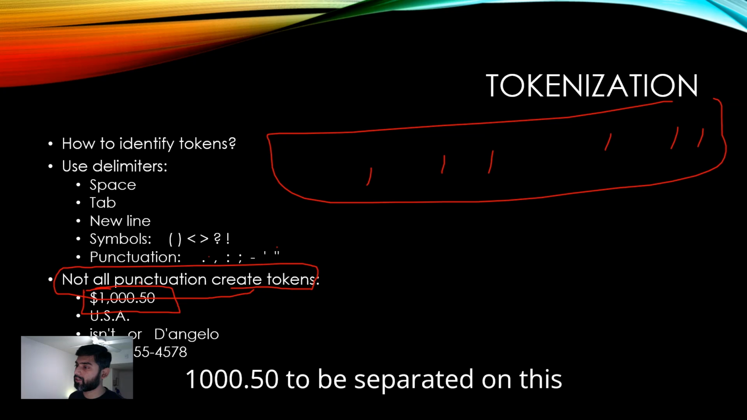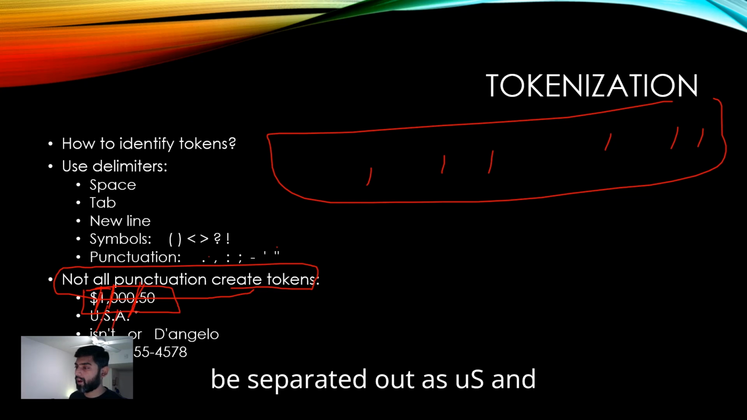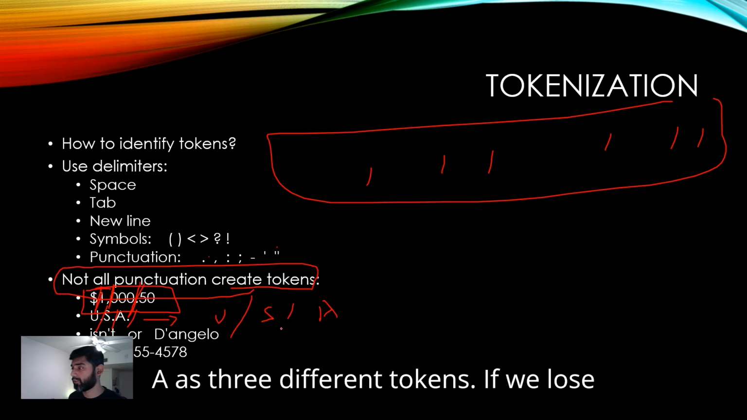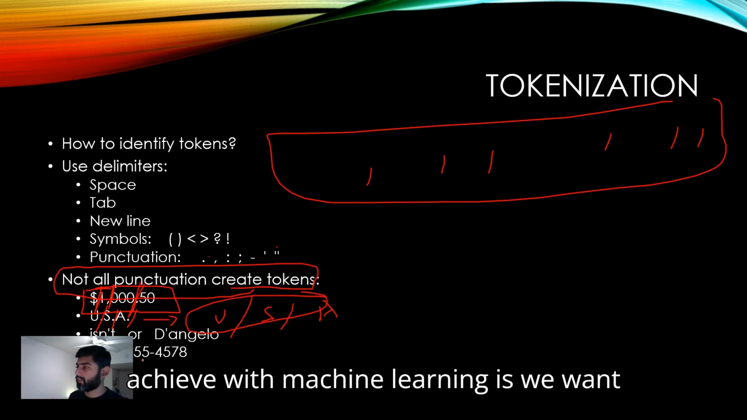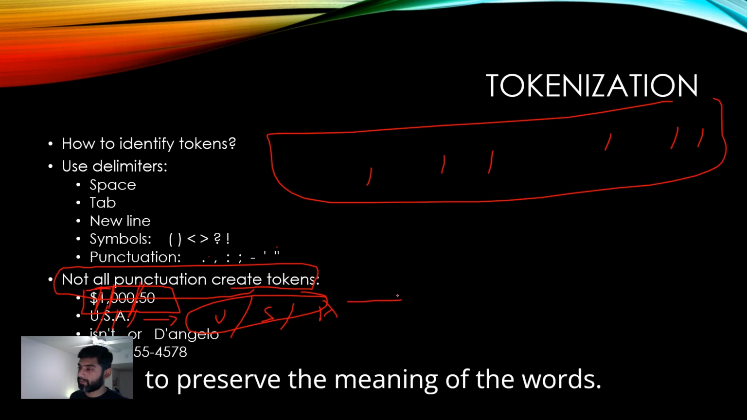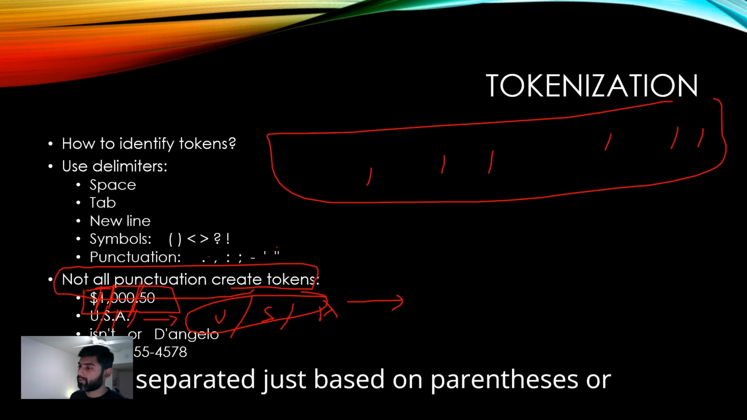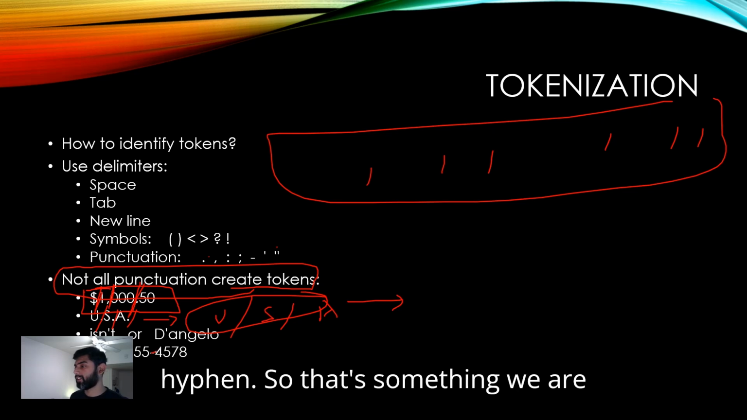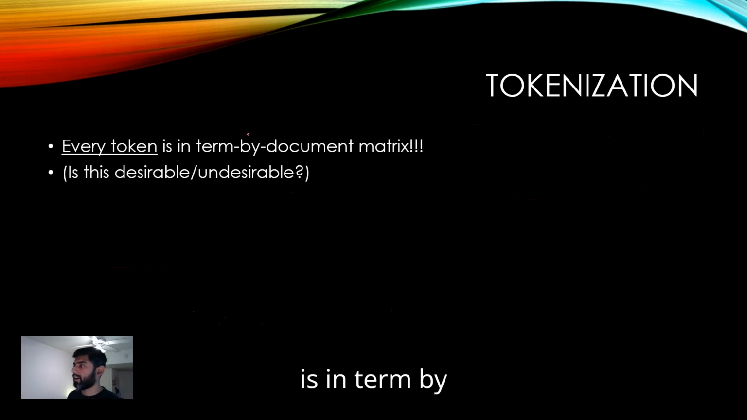we don't want 1000.50 to be separated on this dot or this dollar symbol or this comma. We don't want U.S.A. to be separated out as U, S, and A as 3 different tokens. It will lose its meaning. Something we are trying to achieve with machine learning is to preserve the meaning of the words. Similarly, a phone number cannot be separated just based on parentheses or hyphen. So that's something we are interested in. Every token is in the term by document metrics.